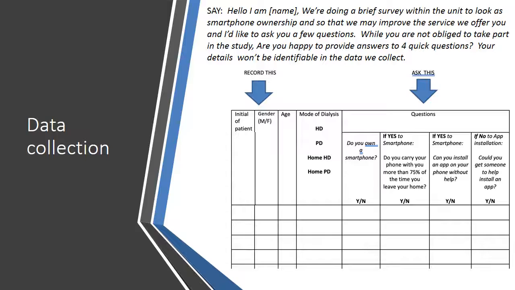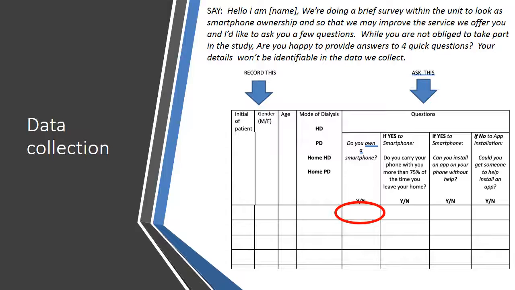So what do we need you to do? There will be data collection forms available on all units. The data collection form has a script that we'd like you to use to introduce yourself and the idea of the survey to the patient. We'd ask that you report the initials of the patient here, whether they're male or female here, their age, and their mode of dialysis. Then we'd ask that you ask them if they own a smartphone, and report yes or no here. If they report no, you don't need to ask the further questions.